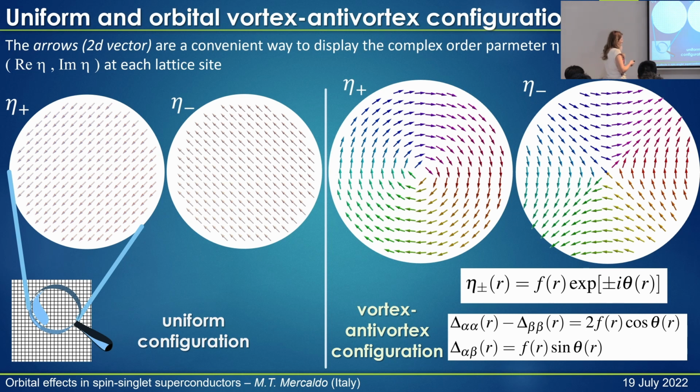Let me say that in both cases, uniform and vortex, anti-vortex, you have eta plus, eta minus together. So these configurations are both with orbitally polarized pairs. But with this interorbital channel, you have more possibilities of more exotic states.